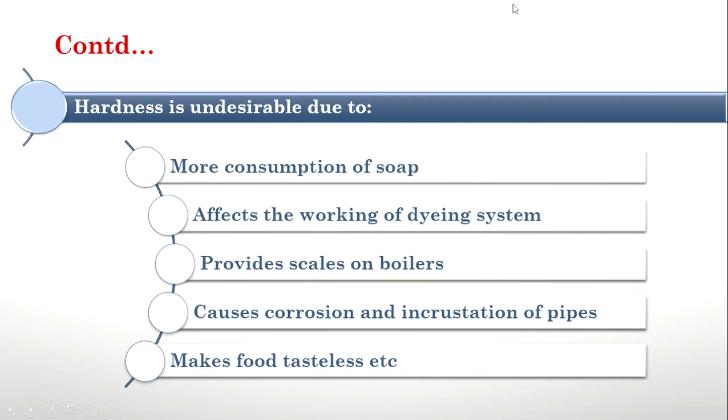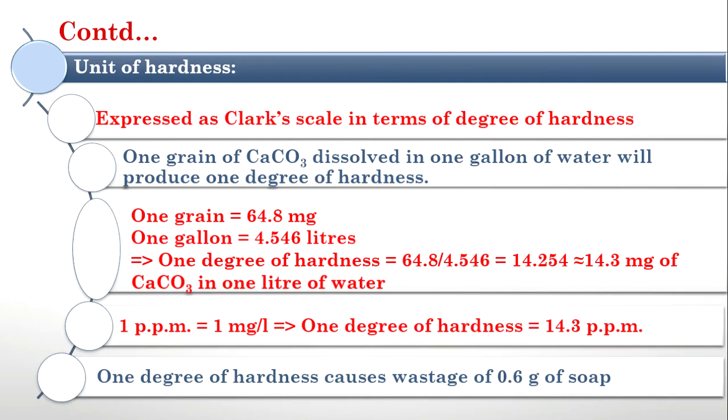And the bad effects of hardness are: it will consume more soap. It will affect the working of the dyeing system. It produces scales on boilers. It causes sedimentation and creates scales in boilers. It causes corrosion and incrustation of pipes, and it makes food tasteless. So these are the bad effects of hardness.